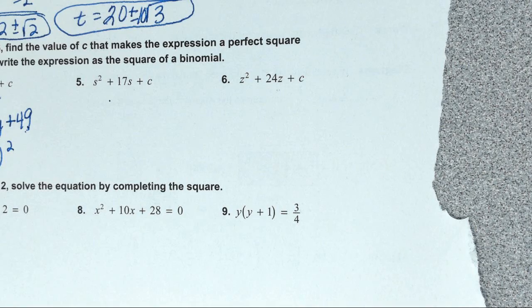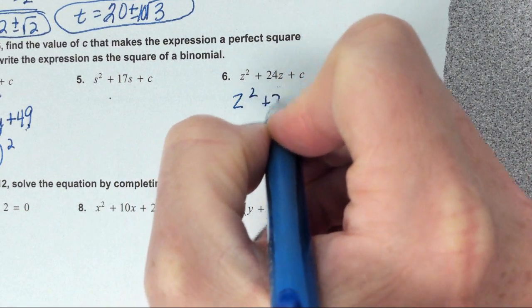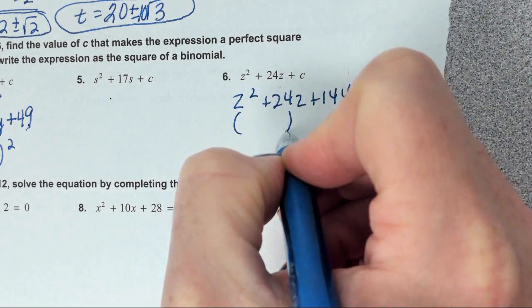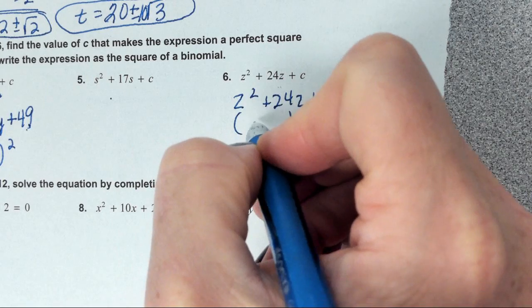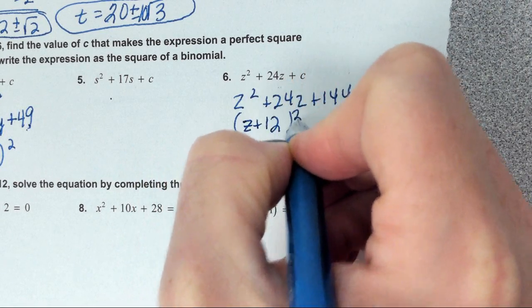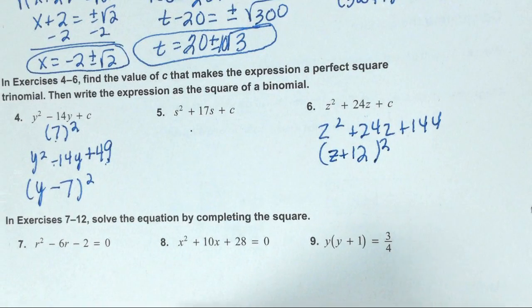Tyler, what did you get for C? 144. Good. So then our problem is Z squared plus 24Z plus 144. And then how did you get it to factor? Good. Okay. Let's look at number 5 now together.